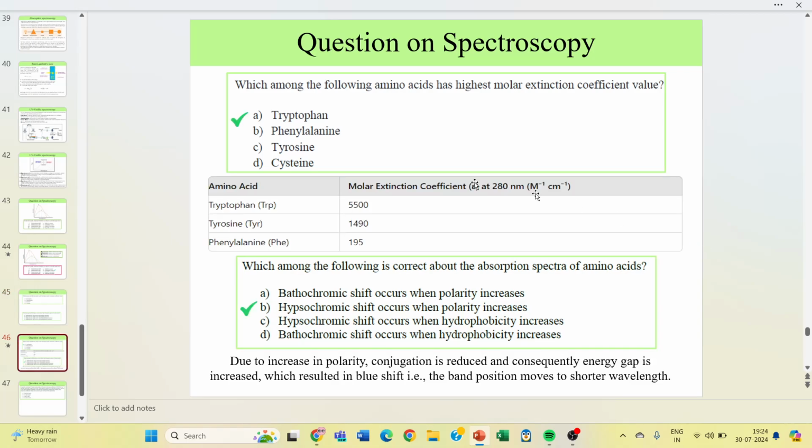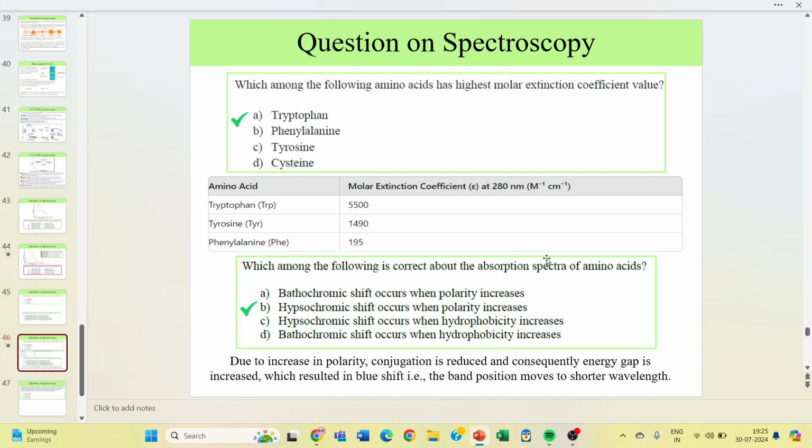Let's see. So, the right answer is tryptophan. And why is that so? Because tryptophan is actually giving you maximum absorbance. So, if tryptophan is present in your protein, then you're very lucky because you can very easily quantify the protein. Tryptophan has a very high molar extinction coefficient because of its indole ring. Then there is tyrosine, and lastly it is phenylalanine.